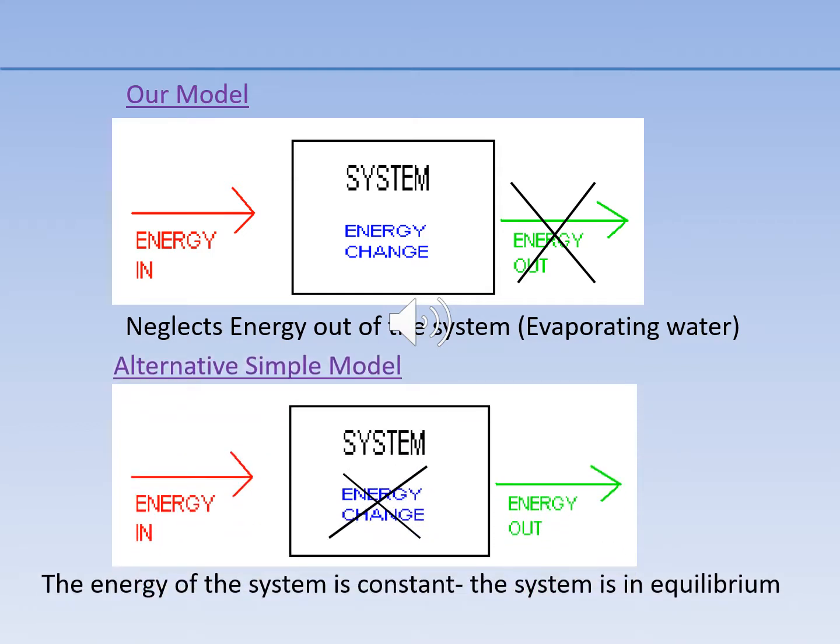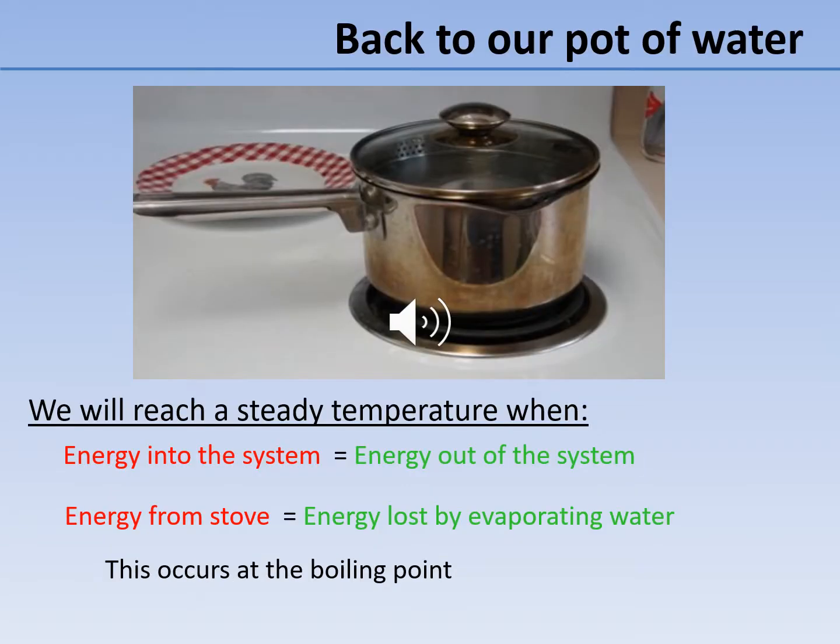An alternative simple model is that the energy of the system is constant and that the system is in equilibrium. So bringing it back to our pot of water, we will reach a steady temperature when the energy into the system is equal to the energy out of the system, or the energy from the stove is equal to the energy lost by evaporating water. This occurs at the boiling point.